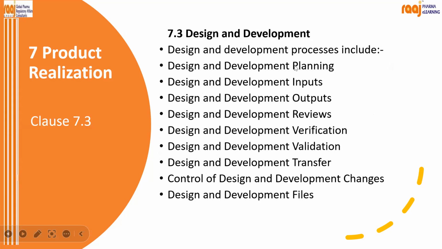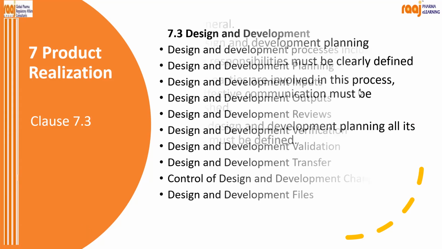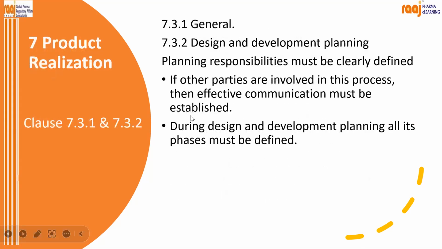The design and development process includes design and development planning as the first one. Then design and development inputs and outputs, design and development review, verification, validation and transfer, and finally the control of design and development changes. All these become your design and development files. The same things they have mentioned one by one. Design and development planning starts first, right?